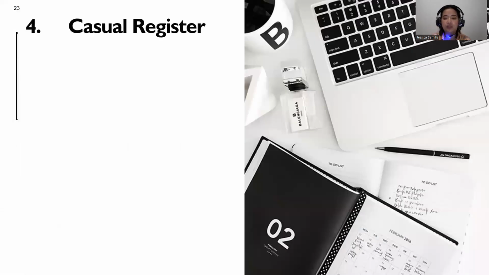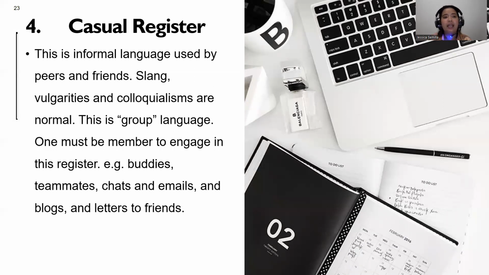So let's move on. Next one is a fourth one, which is about the casual register. And this casual register is a type of register wherein you try to use this one on a daily basis, a case-to-case basis, on a daily basis. Okay? So this is using informal language, utilized with your peers and friends, wherein you try to use slang, vulgar, colloquialism, and like that. So one must remember to engage in this register with your buddies, teammates, chats, emails, blogs, letters to friends. So basically more of you're using informal type of language, informal words and all. So no restriction at all.